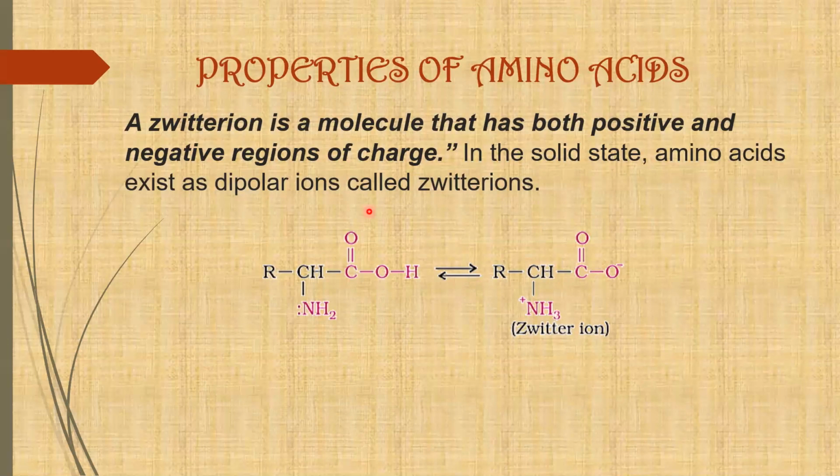Properties of amino acid say that amino acid acts as Zwitter ion. Now what is Zwitter ion? When a compound has both acidic as well as basic nature, the ions present in the given compound are called Zwitter ion. Hence, a Zwitter ion is a molecule that has both positive and negative regions of charge. And in the solid state, amino acids exist as dipolar ions called Zwitter ions.